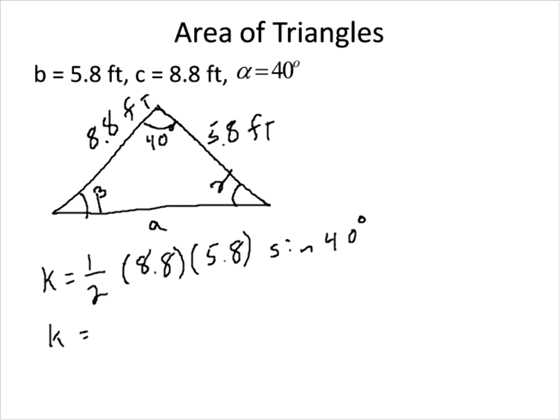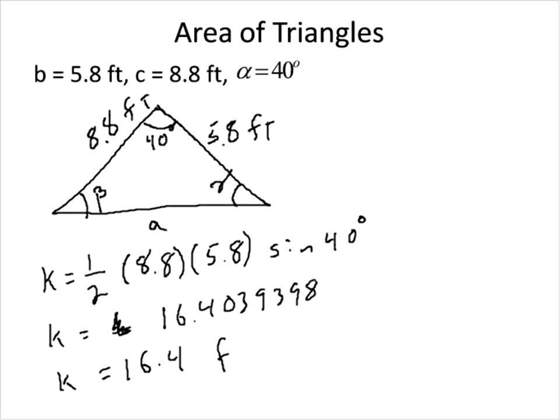When I plug that into my calculator, I think I get 16.403998. So we'll round that off to the nearest tenth. So I'll say this is 16.4. Now we were in feet, so this is feet squared, square feet. Okay? So the area of our triangle is 16.4 square feet.